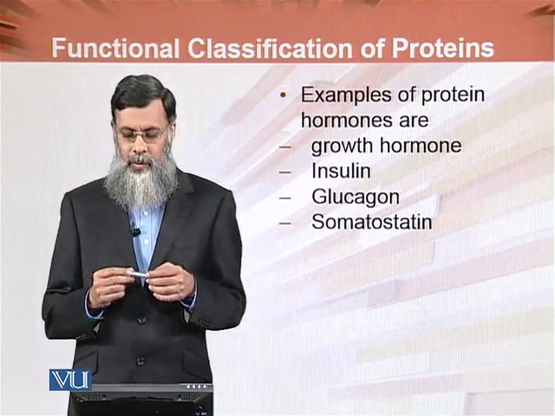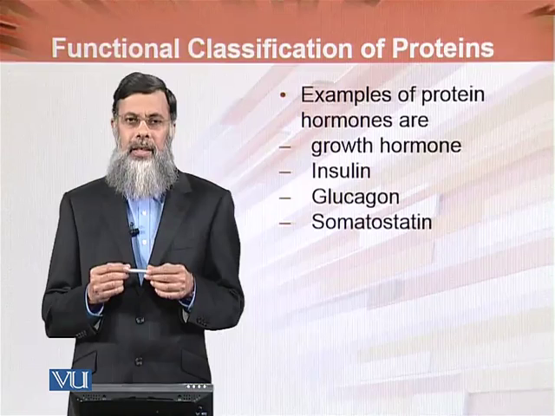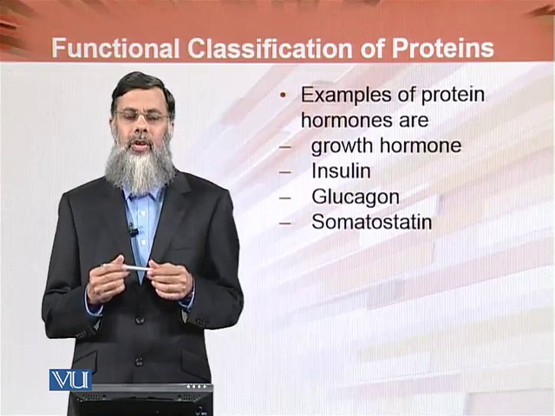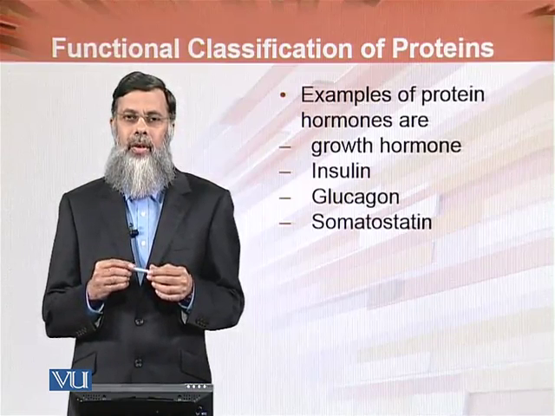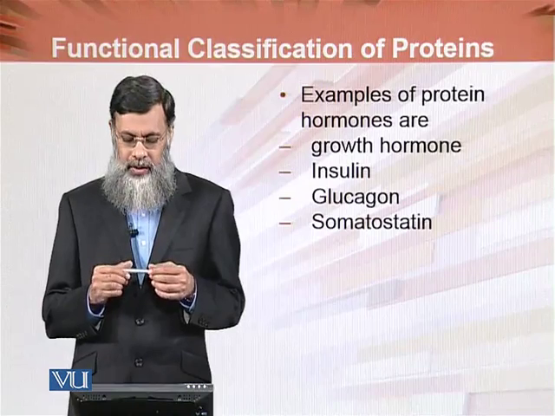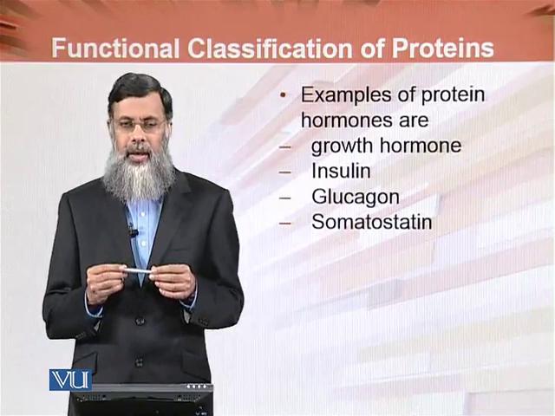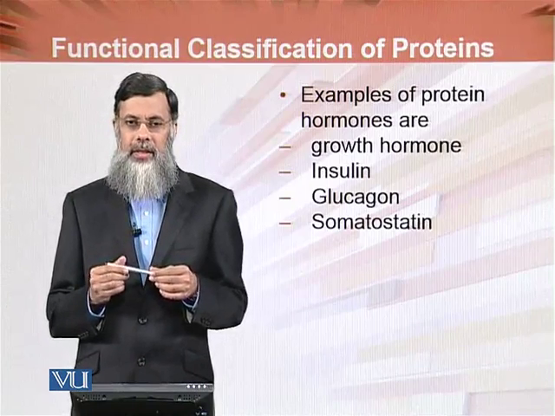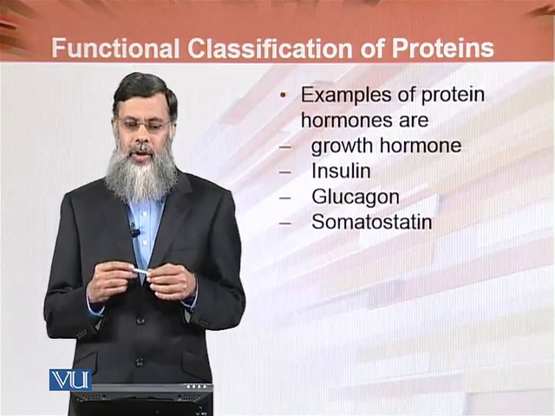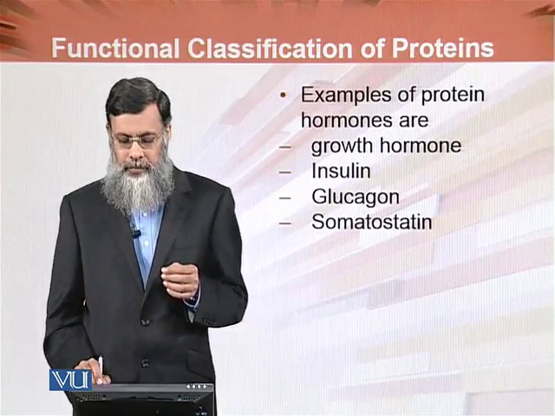Examples of protein hormones are growth hormone, which affects our growth. Similarly there are insulin and glucagon, as we all know, these hormones are used in the regulation of metabolism of glucose. Similarly there is somatostatin, which is also a protein-based hormone, and the other name of somatostatin is growth hormone inhibitory hormone.